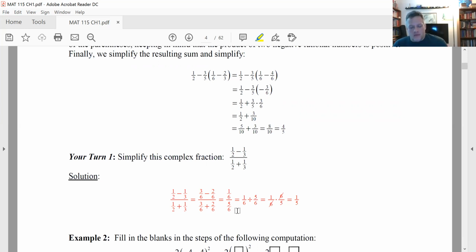But nonetheless, you simplify the top, you simplify the bottom separately, you get 1/6 in the top, 5/6 in the bottom. And now I write it in horizontal form, which you would already have if you did that. To compute a quotient, you're going to change this to a product. So I have 1/6 times 6/5, kill off the sixths, and you get 1/5 as your answer.